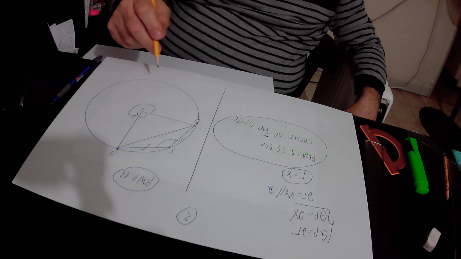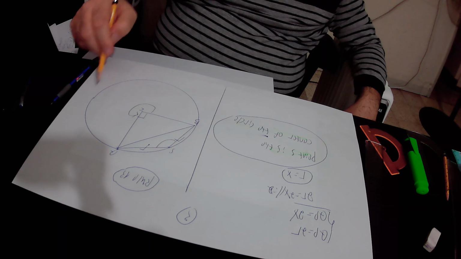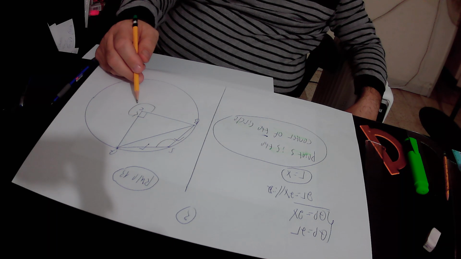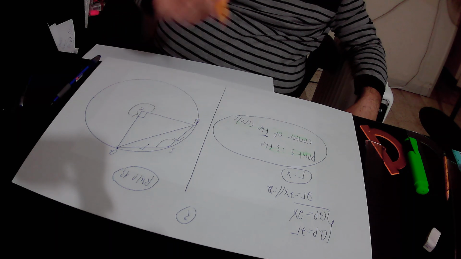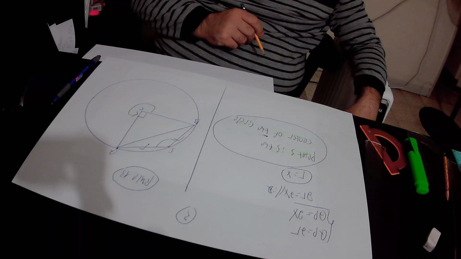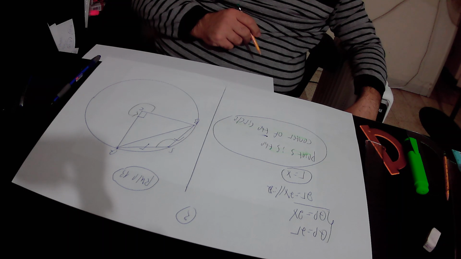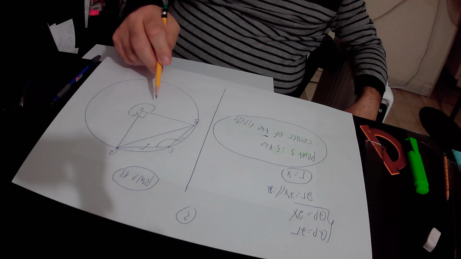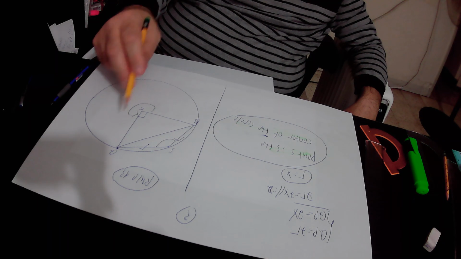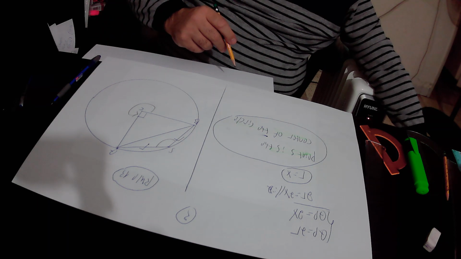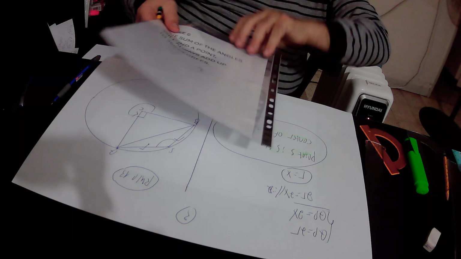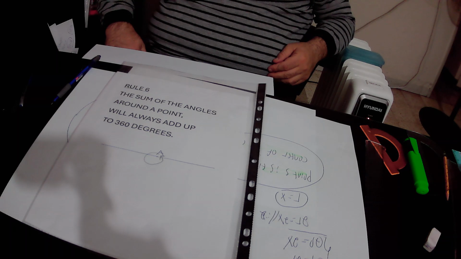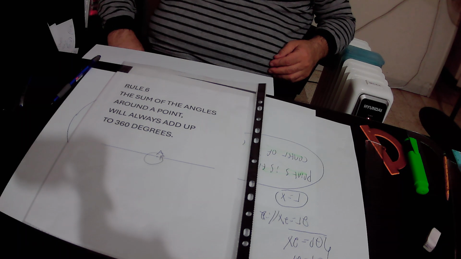The central angle BCQ is subtended on the same arc BQ. Therefore, the central angle must be twice as large as the peripheral angle, according to rule number 13. So, what is the size of the central angle BCQ? We find out the size of this angle BCQ according to rule number 6. According to rule number 6, the sum of the angles around a point will always add up to 360 degrees.